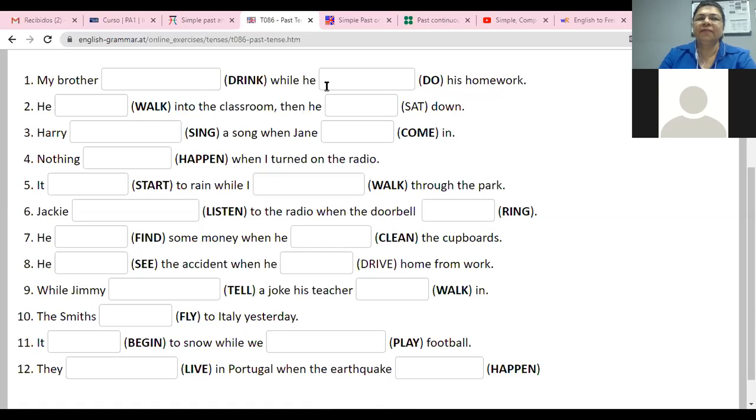Harry was singing a song when Jane came in. Okay, next. Nothing will happen when I turn on the radio. Okay, when I turn on the radio.